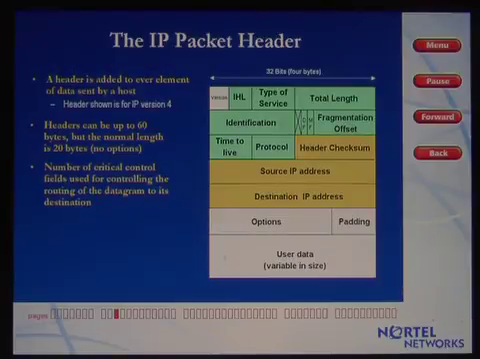The protocol field provides a pointer as to which higher layer protocol the data field should be passed to next. Common values are 6 for TCP, 17 for UDP, and 1 for ICMP.